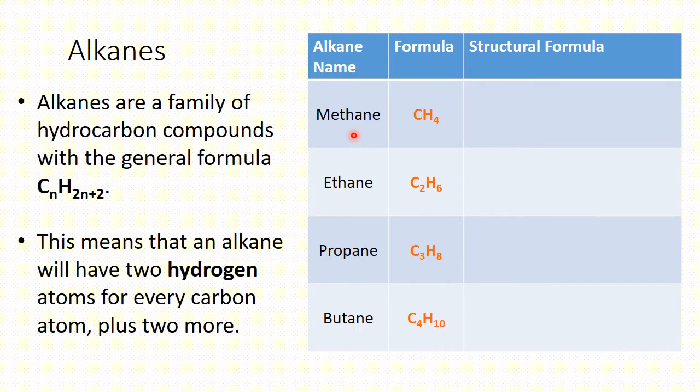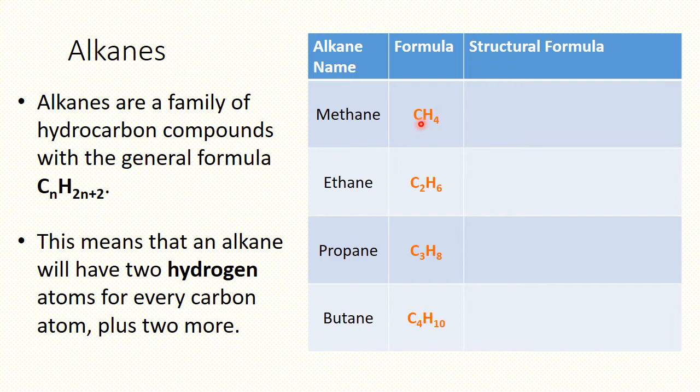Now this table shows us the first 4 of the alkane molecules within the alkane group, and so we can see that there's methane, ethane, propane and butane, and here we can see the chemical formulas for these substances.